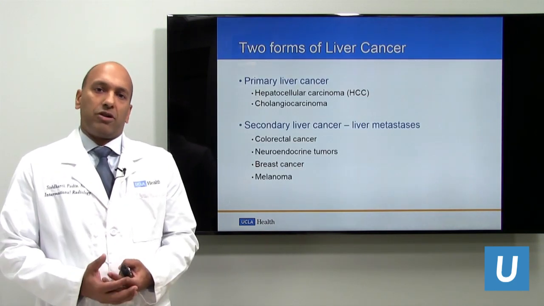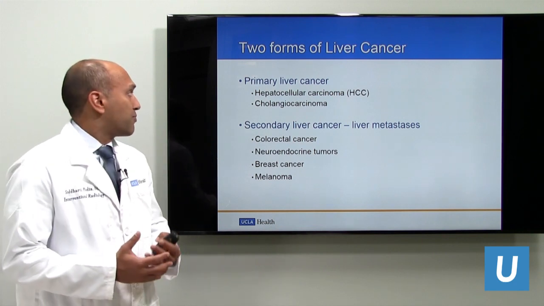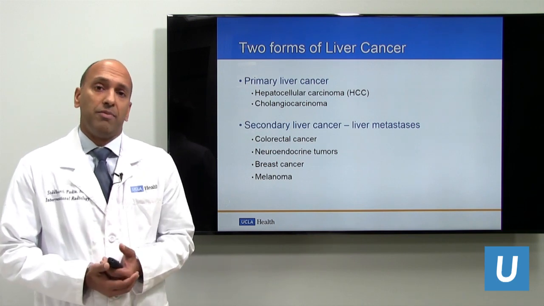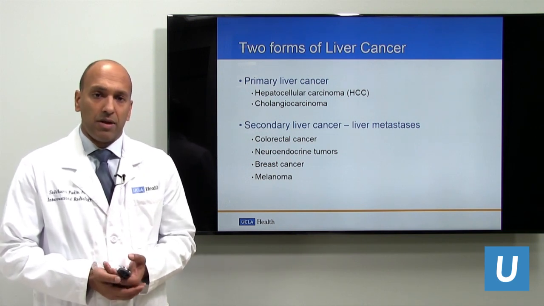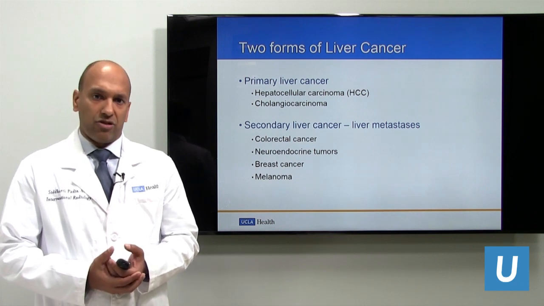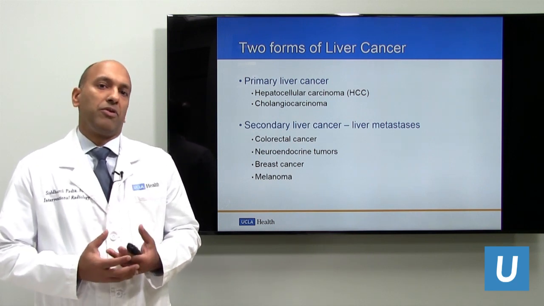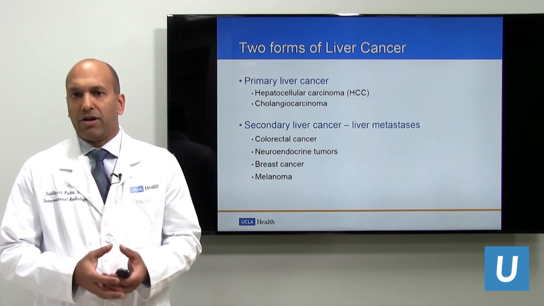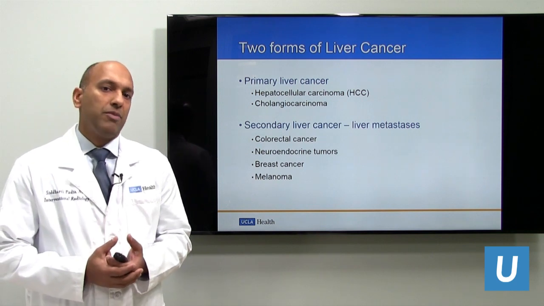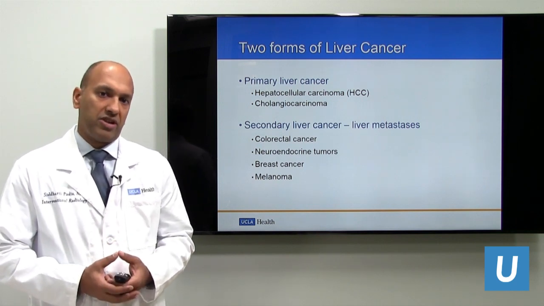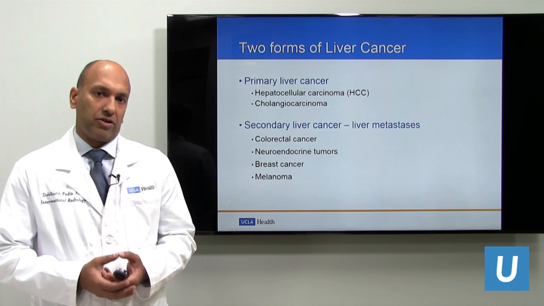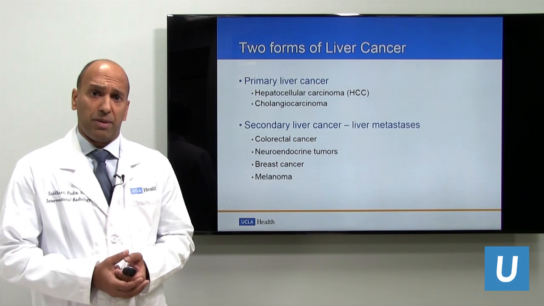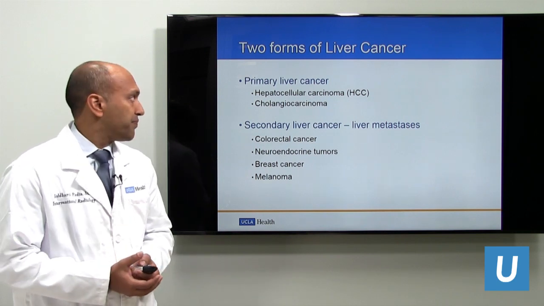Now, as a brief introduction, there are two forms of liver cancer. You can have primary liver cancer. That is tumors that start within your liver. The most common of these are hepatocellular carcinoma. A minority of them can be something called cholangiocarcinoma. Most people who present with liver cancer have secondary liver cancer. That means it metastasized from another original site. And the most common sites are someone with colon cancer, which has metastasized to the liver, or breast cancer, or neuroendocrine tumors. And this represents by far the majority of people who do present with liver cancer.